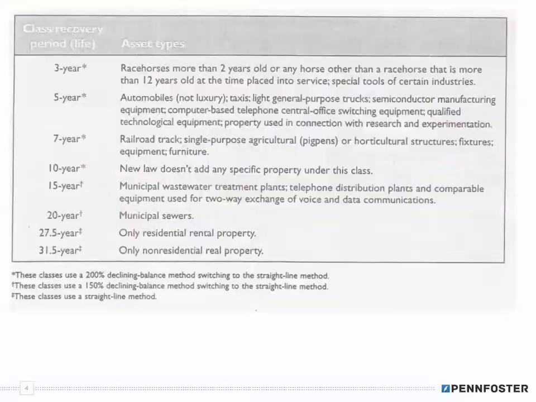So we're looking here on the class recovery table. We're looking at furniture, so we have to come down here and read to figure out what number of years we're using. It says racehorses, this is automobiles, trucks, semiconductor. Okay, so it's year seven: railroad track, single purpose agriculture, horticulture, fixtures, equipment, and furniture. So we're going to use 7 years.